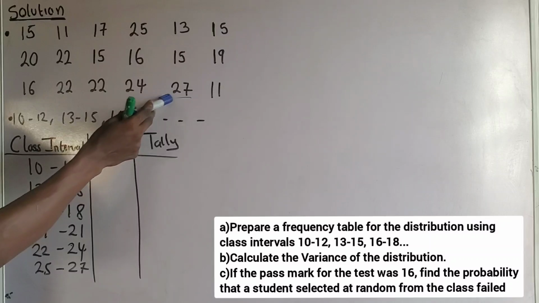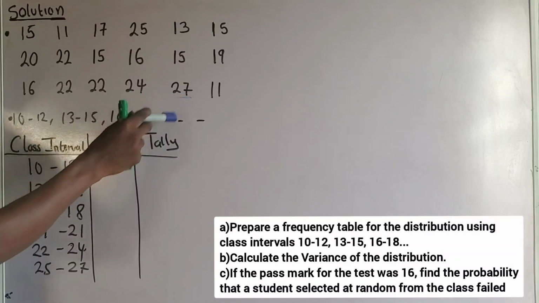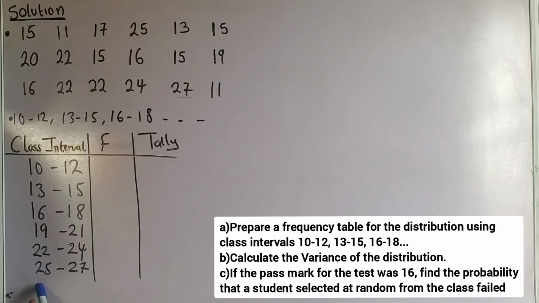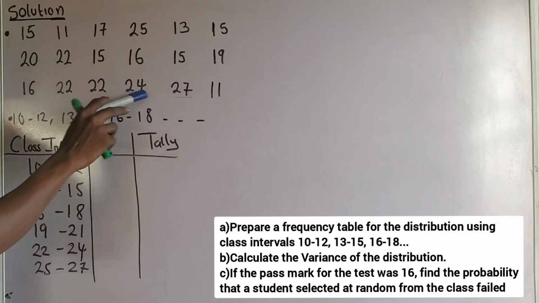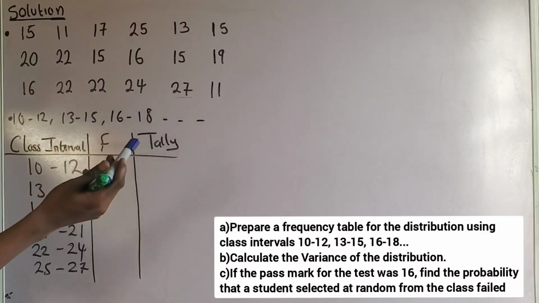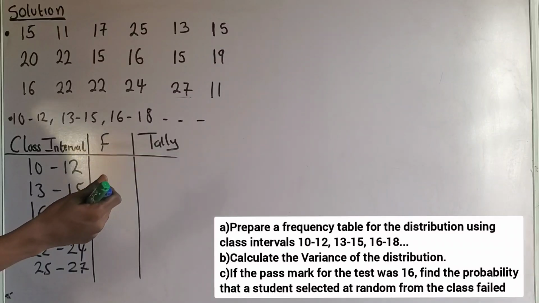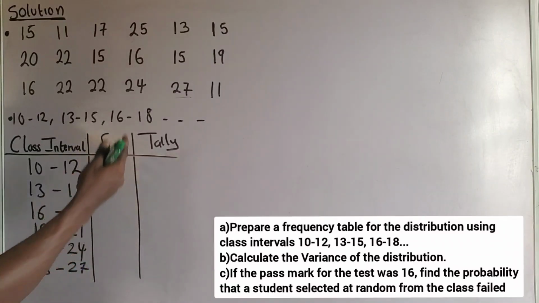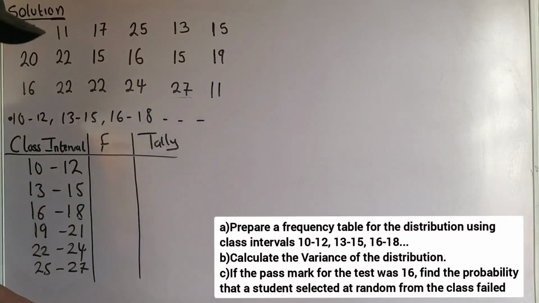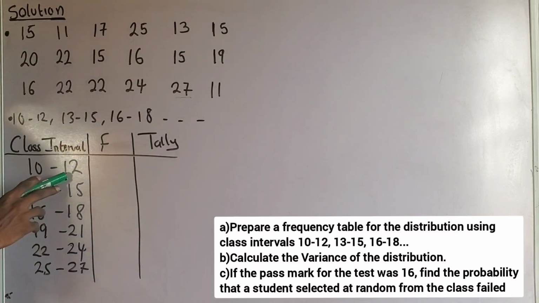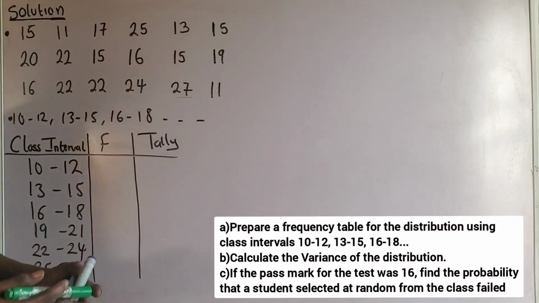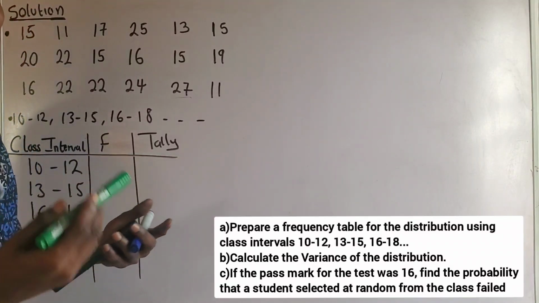Assuming that we still have some numbers that are greater than 27, you are going to proceed. The next one will be what? 28 to 30. Do you understand? But there is no number that is 28 here, and we don't have that range of numbers in the data that we are given, so we're going to stop at 27. Do you understand? Okay. The frequency is the numbers that fall within the range of each class interval.